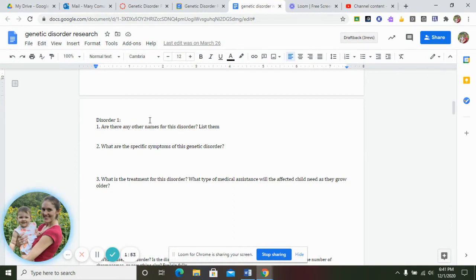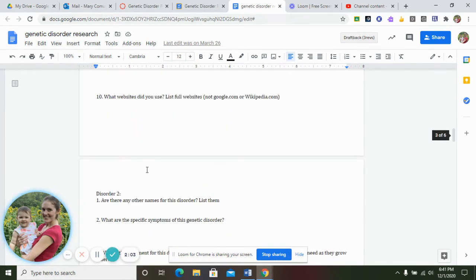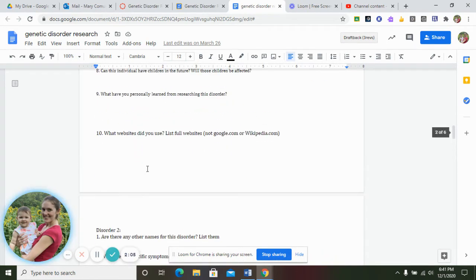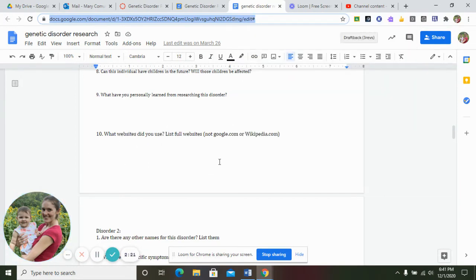I have disorder 1, and you'll tell me what disorder you're researching so that I know if the questions are matching up and your answers are matching up. And you'll answer these questions here. There's only 10 questions for each one, and the last one is, what are the websites that you used? You'll just be copying and pasting the websites. Don't write google.com or wikipedia.com. Like how this has a huge website up here at the top, you would just go in there and you would copy the entire thing and you would paste it down there.